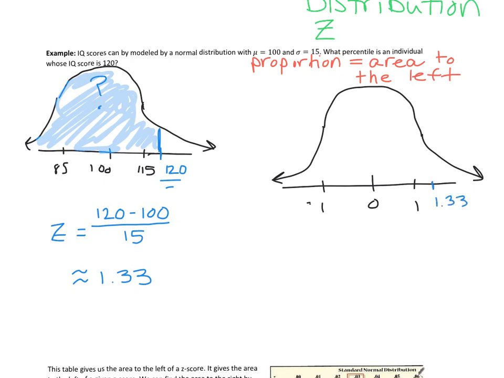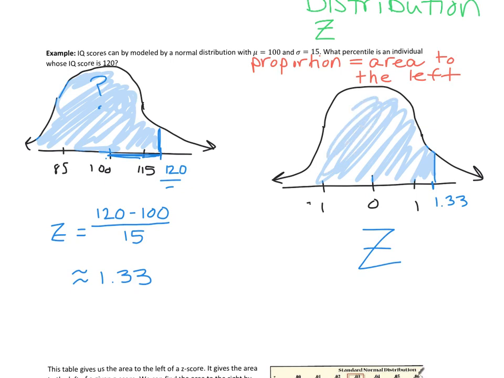So 120 is one standard deviation and a third above the mean. We can see that: 15 is one standard deviation, and 5 more is a third of 15. So it's one standard deviation and a third away. Now we come in to our z distribution, the one that we know everything about. If we can figure out this area, then we'll have solved the problem. So now we're limiting our discussion to this, and once we find this, we know the solution.